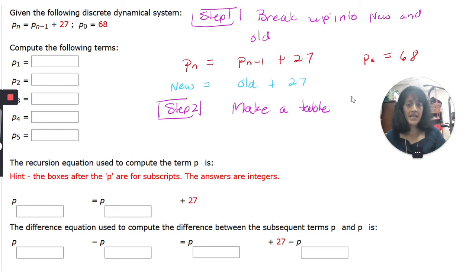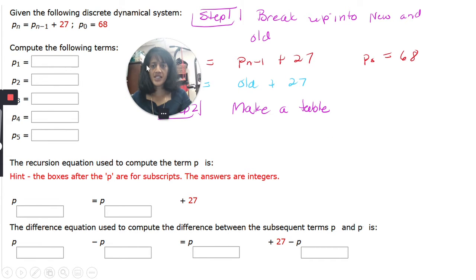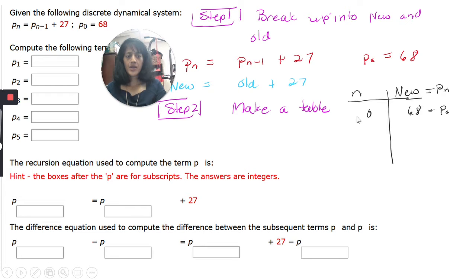Second step is to make a table. Here, just like I did with Dr. Cottom's actual numbers, I'm going to start listing my n first. My new is the Pn. So I start out with n equals 0, and they gave me that P0 is 68. So the 68 goes here.